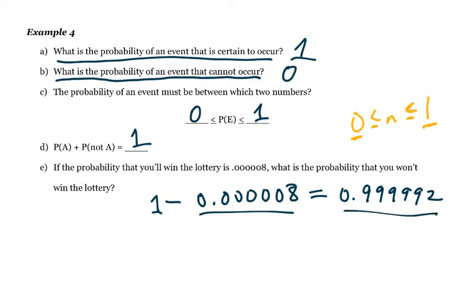Let me try and write that. So this is the total odds, right? The probability of an event that is certain to occur. So that's everything that could possibly happen within that experiment. If I take away the probability of it happening, the probability of the event, that will give us the probability of not the event happening.